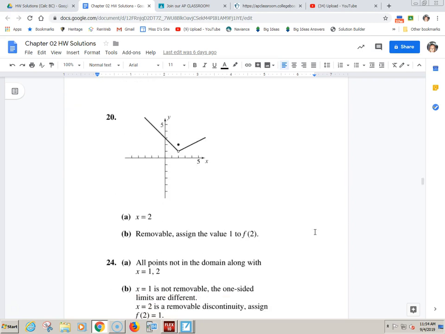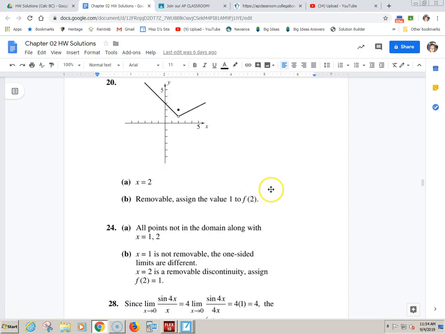Number 20. At x equals 2, the function is discontinuous, but it is a removable discontinuity. If you make f of 2 equal 1, all of your problems would be solved. You can make a continuous extension, a piecewise function with f of 2 equal to 1, and you would be just fine.